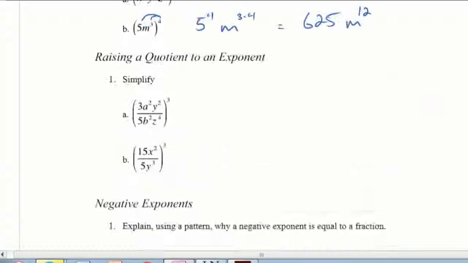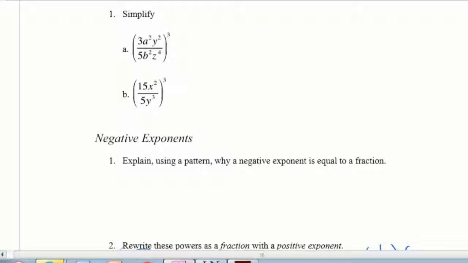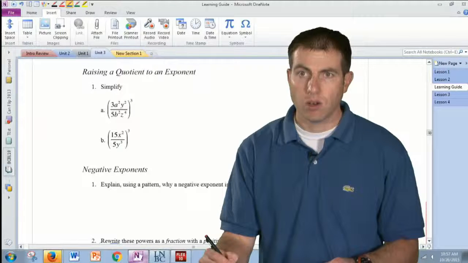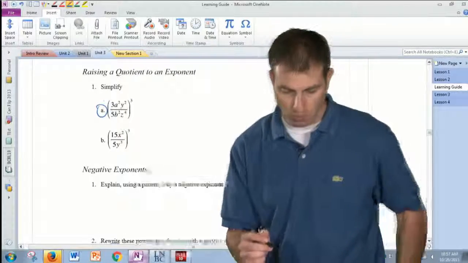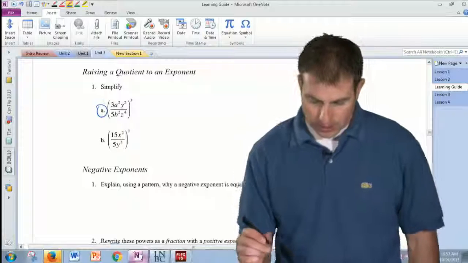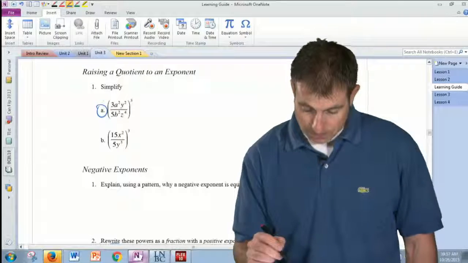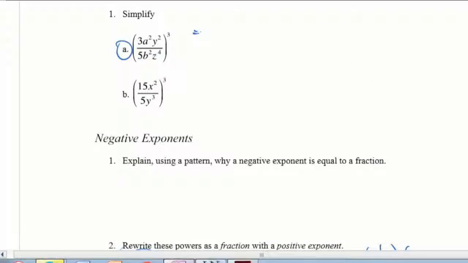B, page 5, 1A. Thinking this may be 1A on page 5. Well, that's a bit of a mess of a question, isn't it? 3 to the power of 3, a to the power of 2 times 3 is 6, y to the power of 2 times 3 is 6, 5 to the power of 3, b to the power of 3 times 2 is 6, and 3 times 4 is 12.